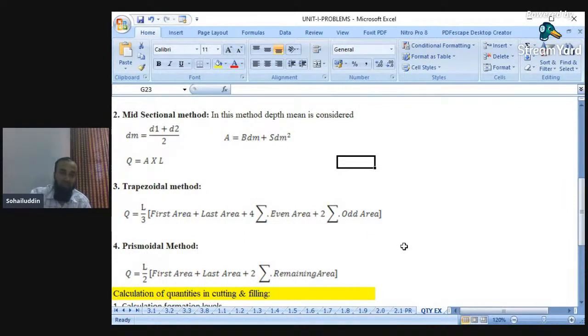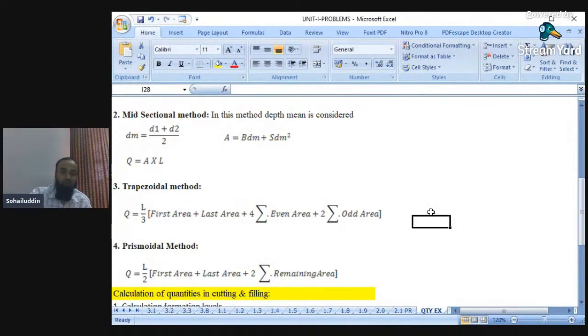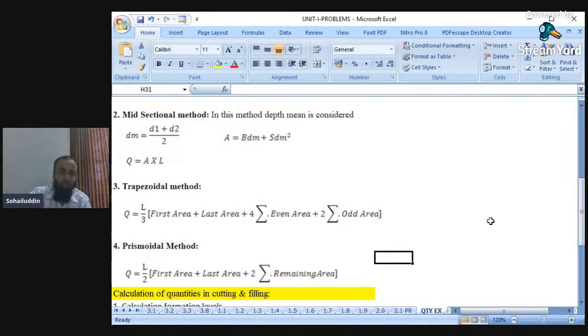The third method is the trapezoidal method. Here we have to find Q, which stands for the quantity, whereas L stands for the length of the road, divided by 3, times first area plus last area plus 4 times the summation of even areas plus 2 times the summation of odd areas. As I have already said, this formula is based on mathematics, you have already studied it in the trapezoidal method.